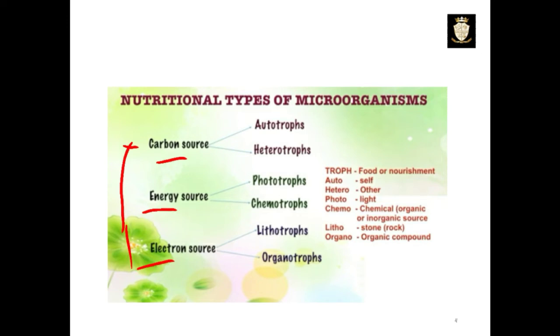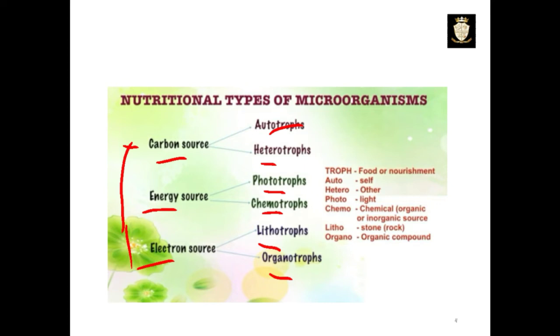Then the carbon source is again classified into two, that is autotrophs and heterotrophs. Auto means self, hetero means others, and troph means food or nourishment. The energy source is further classified into two, that is phototrophs and chemotrophs. Photo means light and chemo means chemical, organic or inorganic compounds. Then the electron source is further classified into lithotrophs and organotrophs. Litho means stone or rock and organo means organic compounds.